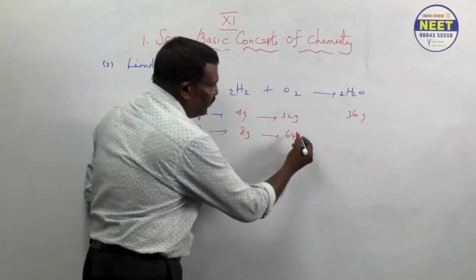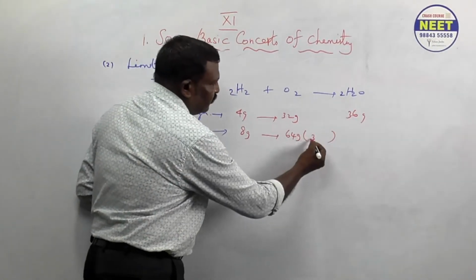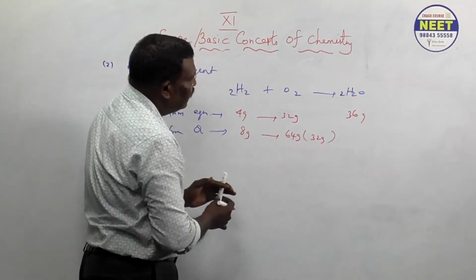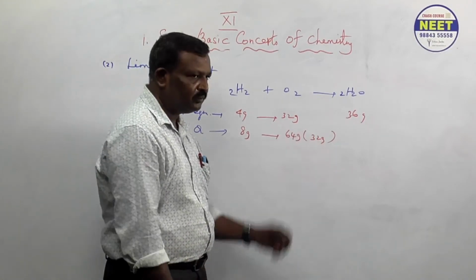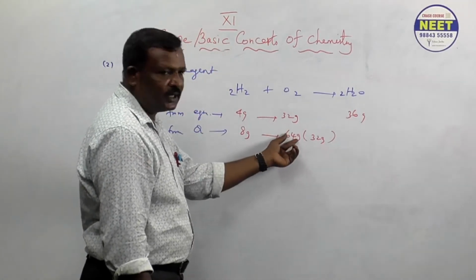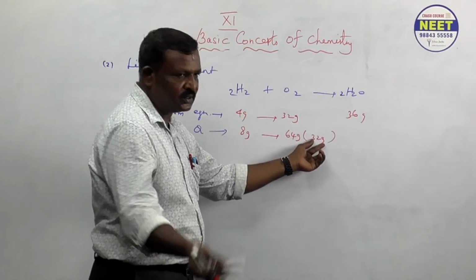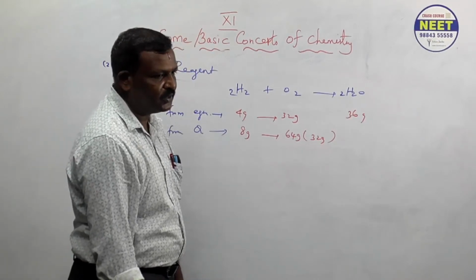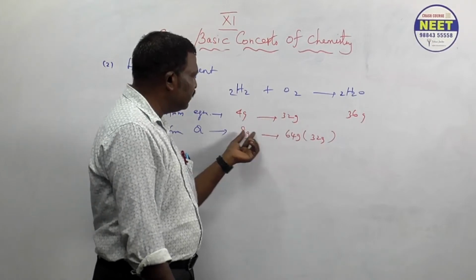But see the question. Only 32 is given. Understood? Actually, 64 should be coming, but only 32 is given in the question. So this is called the limiting reagent. Are you following? Actually, 4 gram to 32 means 8 gram to 64.